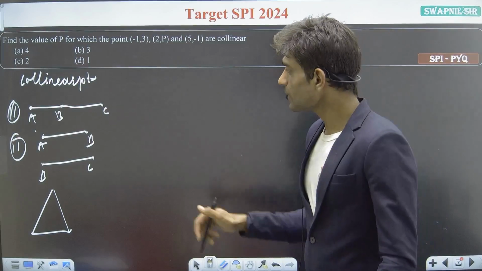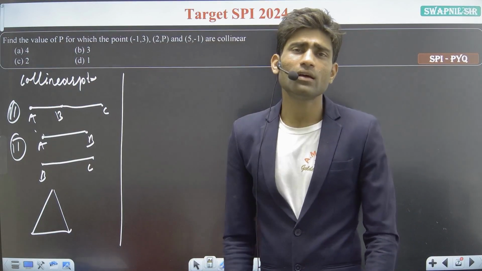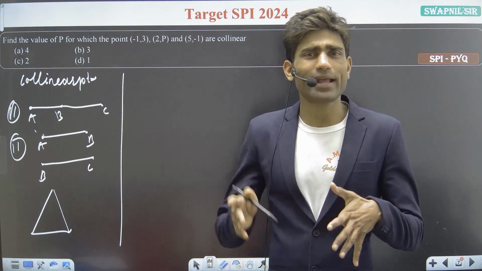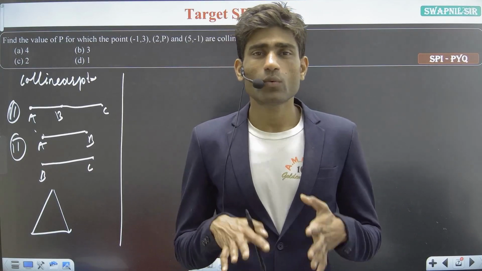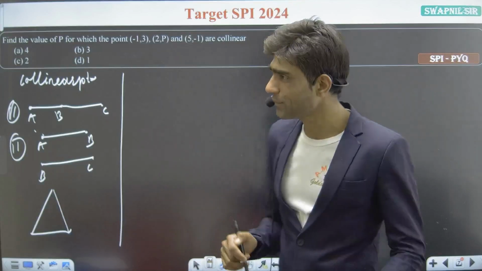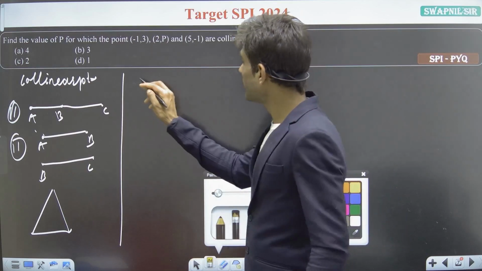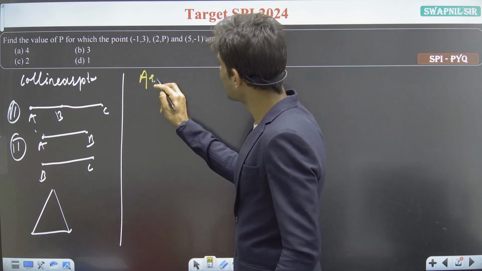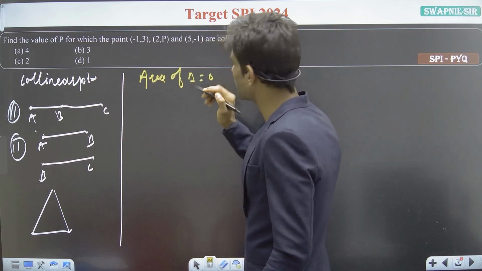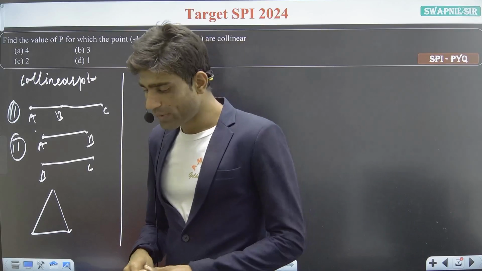That means if we cannot form a triangle using collinear points, then obviously the area of a triangle is always 0. Why do we say the area of the triangle is 0? Because there exist collinear points. That means here the area of a triangle is always equal to 0.